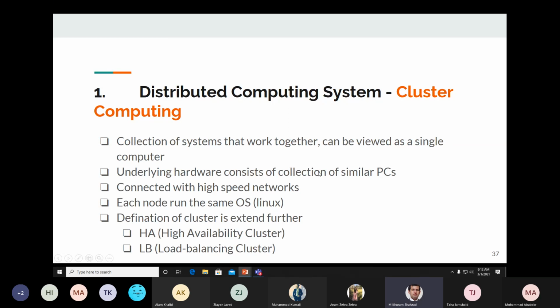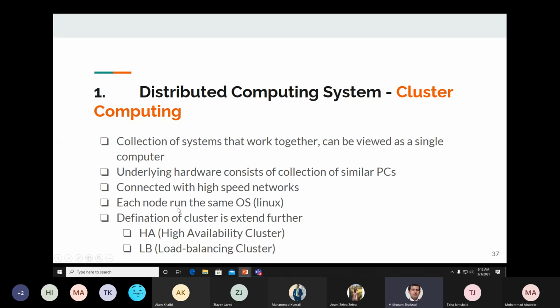So last time we studied two kinds of distributed systems: one is the grid computing system, and the other one is the cluster computing system. In grid computing, the operating system can be the same or different. But in the case of cluster computing, they must be the same. So by standard, or by law, or by convention, they should have the same operating system, such as Linux.